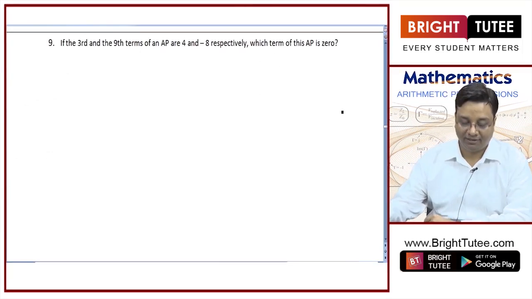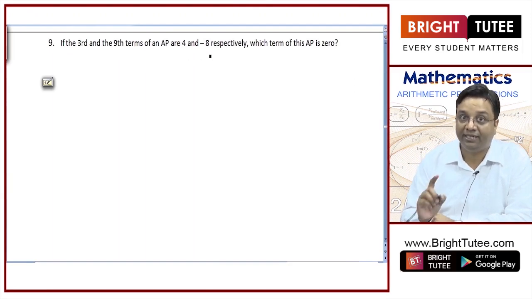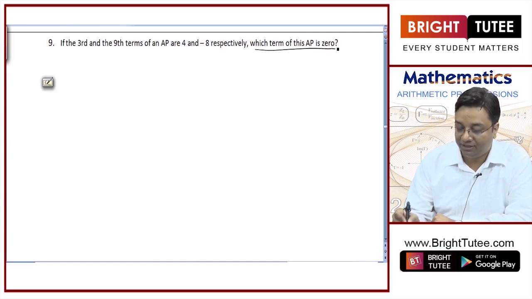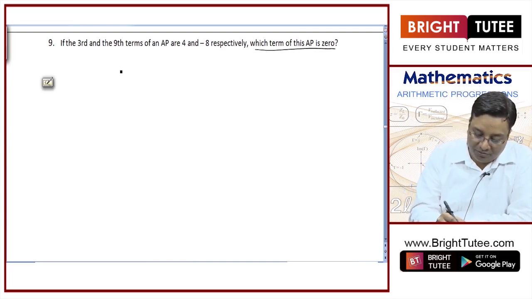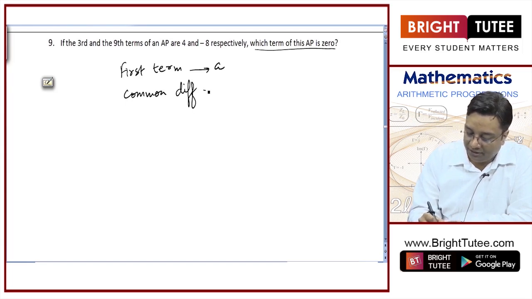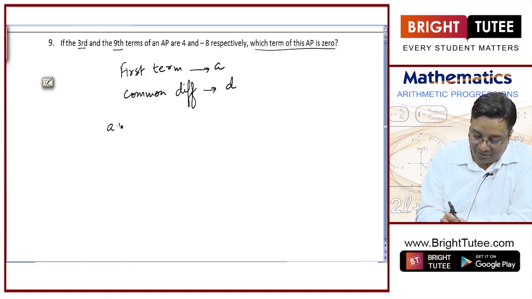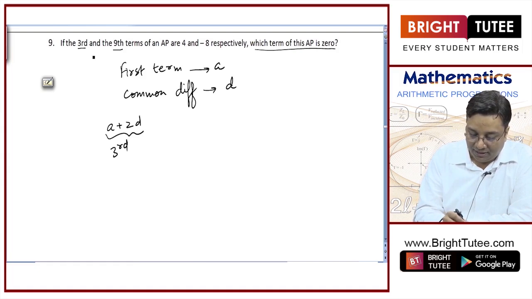So the next question here is, if the third and the ninth terms of an AP are 4 and minus 8 respectively, which term of this AP is 0? So let us assume the first term to be A and common difference to be D, right? So third and ninth term. So what is the third term? A plus 2D is the third term, right? This is the third term, and it is equal to 4.